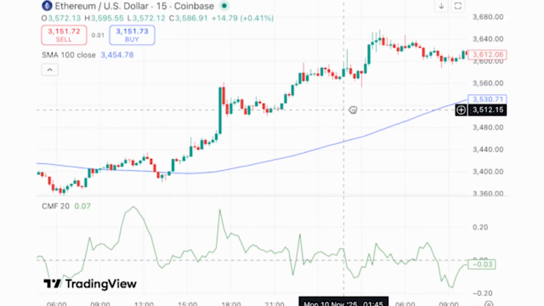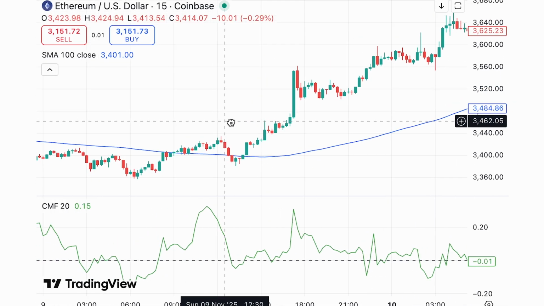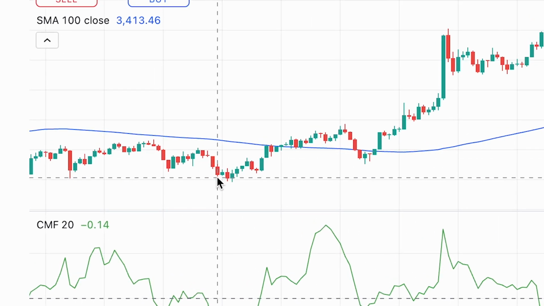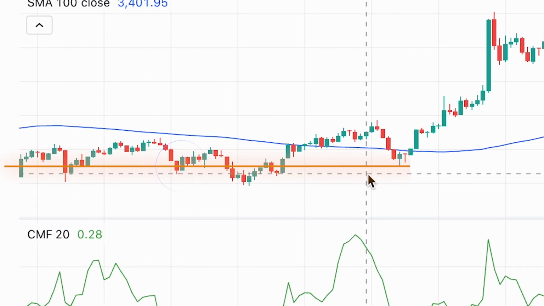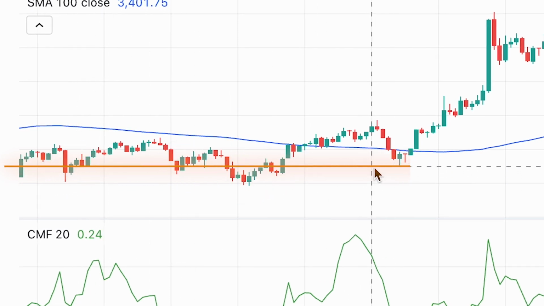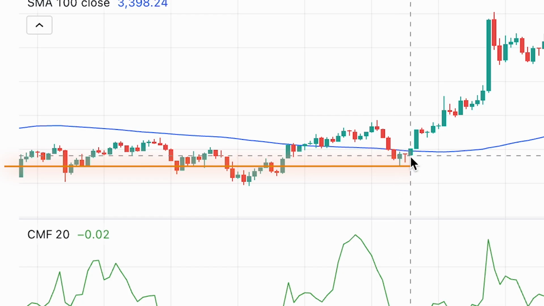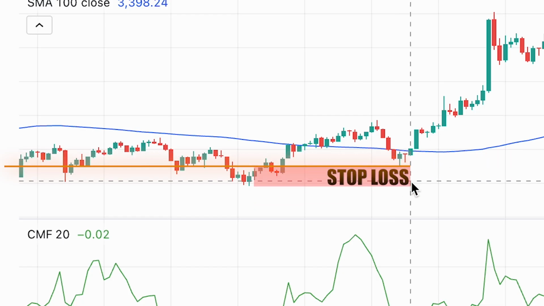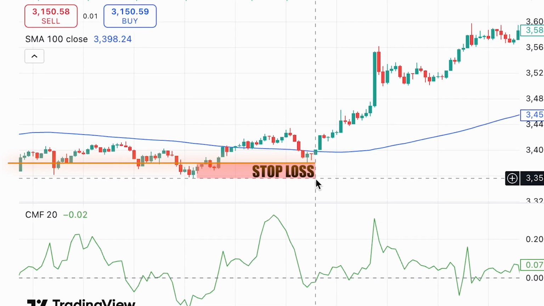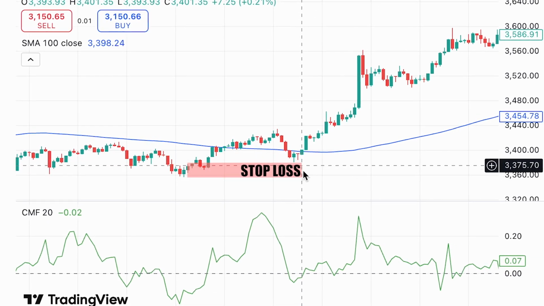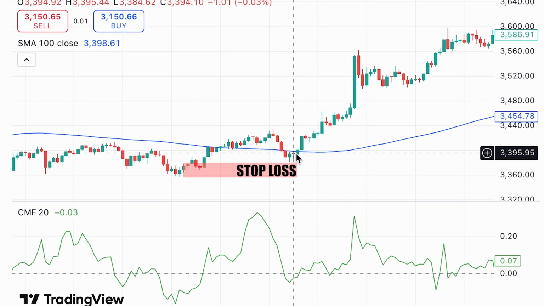Let's look at another example. Here we have an uptrend on Ethereum. You can also see that we had a support zone where the chart bounced off this line 4 times. Here, the dotted lines mark the current support zone. So, according to the strategy, we placed the stop loss slightly below the local lows, around 3,350. Here we have approximately 15 to 20 points of difference between the price and the stop loss.